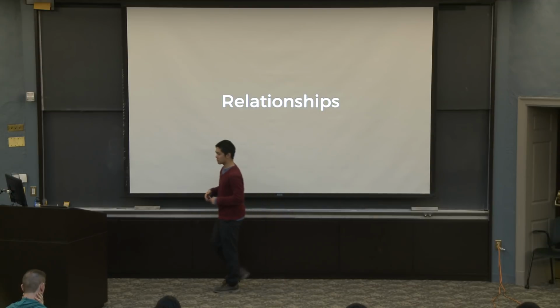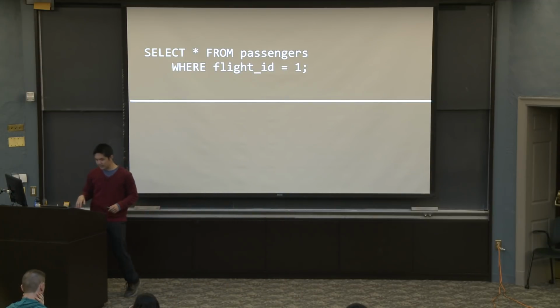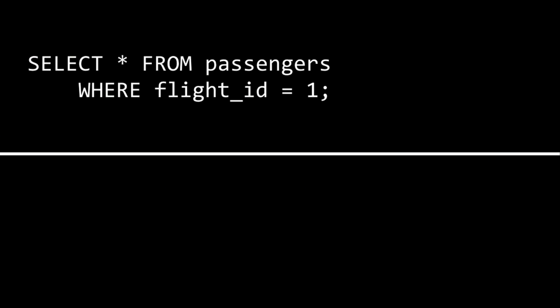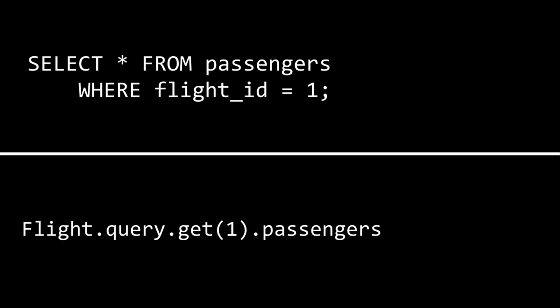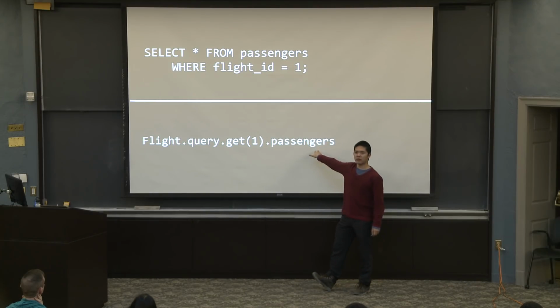And so what relationships are going to allow us to do is, instead of saying select star from passengers where flight ID equals 1, where I wanted to say, OK, get me all the passengers on flight number 1, what I want to be able to say is something like this. Flight.query.get(1), meaning get flight number 1. And then I want to just be able to say dot passengers.